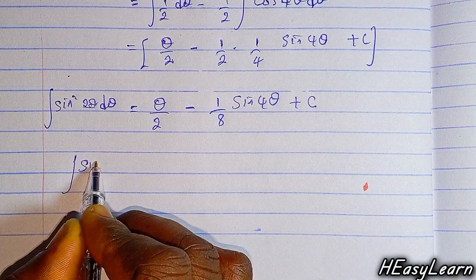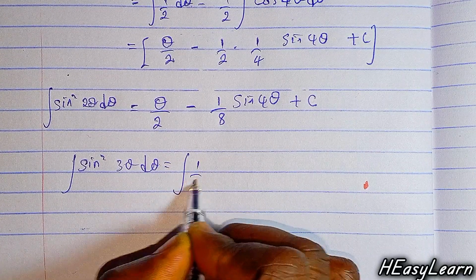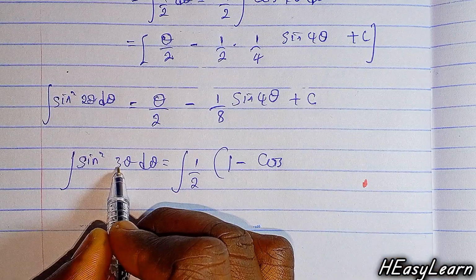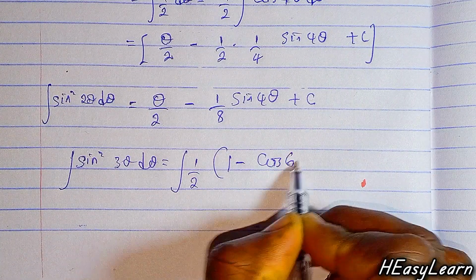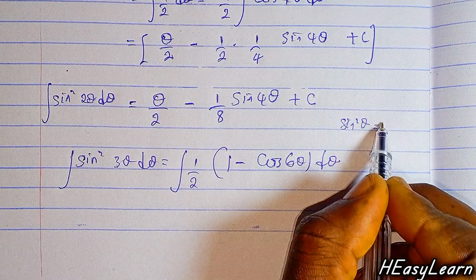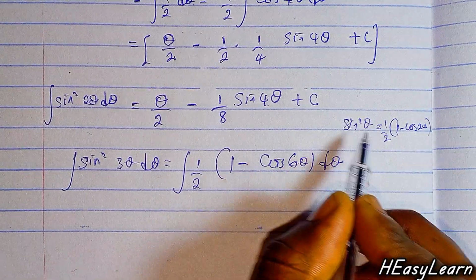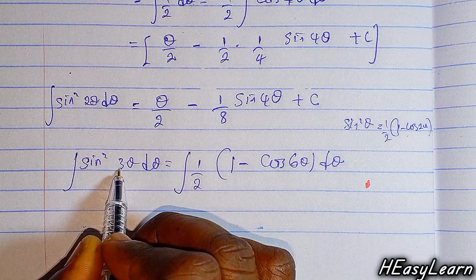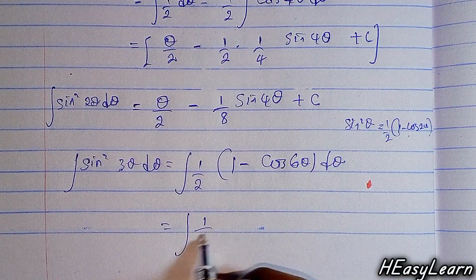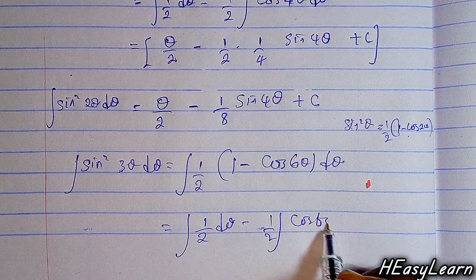If the integral is sine square 3 theta d theta, this is the same thing as the integral of 1/2 (1 minus cos 6 theta) d theta, because 3 multiplied by 2 is 6, since sine square theta is the same thing as 1/2 (1 minus cos 2 theta). So when it is 1 it is 2, and when it is 3, it's going to be 3 multiplied by 2. This is the same thing as the integral of 1/2 d theta minus the integral of cos 6 theta d theta.